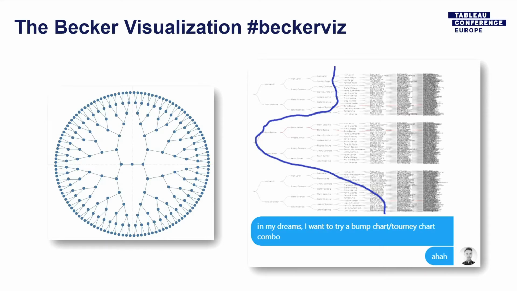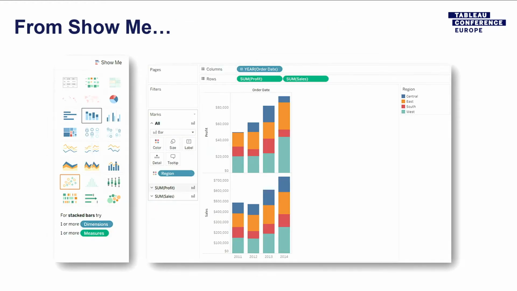So how to approach such custom visualizations? We have seen in the last sessions, or in many sessions, the famous Show Me. And guess what? You don't find tournament flow bump tree combos in Show Me. Fortunately. And that's of course not the purpose of Show Me. You can quickly build standard visualizations to make effective visualizations. But we wanted to do something different. We wanted to do a custom visualization.